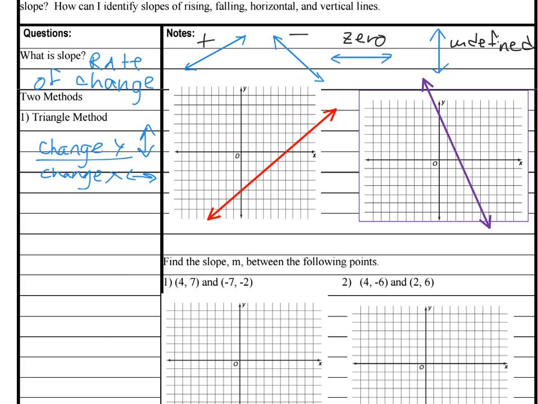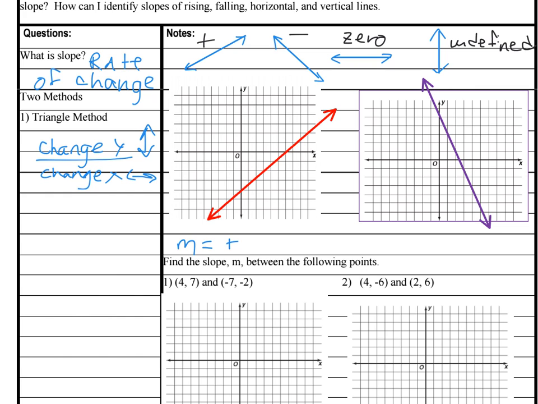Looking at this first graph, I can see that it is going like this, which matches this one here. So it is positive. It is increasing when I go from left to right. It matches this one here, so we want to remember that this one is positive. We use m to represent slope, so m equals, so far I know it's positive.